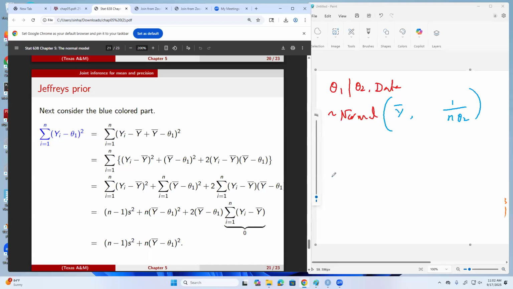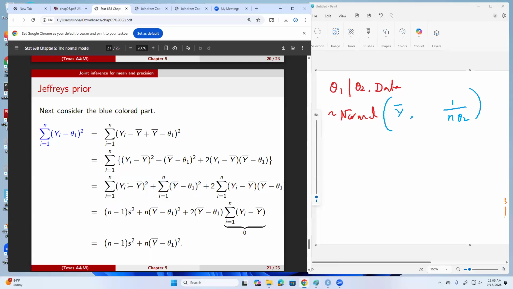We apply the same calculation. Okay, so what happens? (y_i minus theta 1) square is written as (y_i minus y bar) square plus (y bar minus theta 1) square. I just did this calculation. This calculation is used many times, so it is better we get habituated with it.